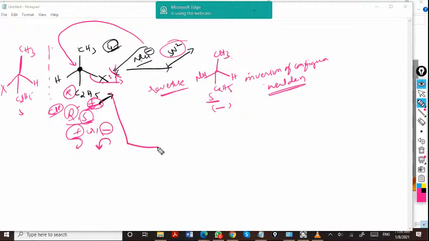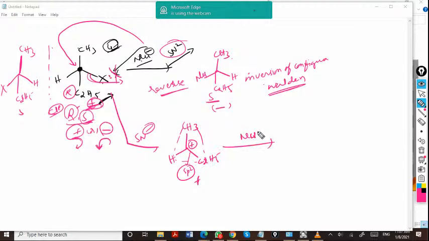Okay, when it is SN1, what is the criterion? It should leave the halogen, so the result will be a carbocation. What is the hybridization of the carbocation? It will be sp2, so the shape is trigonal planar. This is a planar molecule. In the next step, the nucleophile can attack from the upper side or from the downside.